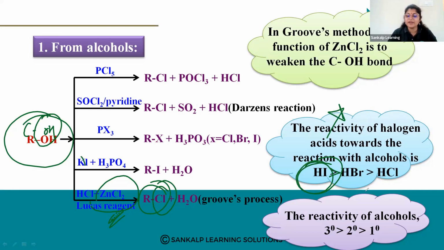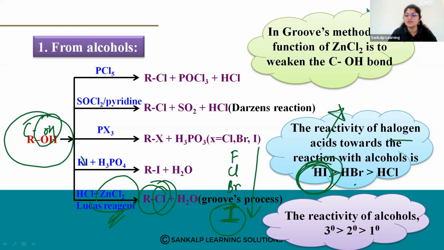So the reactivity of halogen acids, because you know how is the arrangement of halogens in group 17? Fluorine, chlorine, bromine, and iodine. As you go down the group, what will happen to the size? Size will go on increasing. As the size increases, the effective nuclear charge will be decreasing. Now because iodine has a larger size, the reaction will be stronger. So HI will be stronger than HBr and then HCl.